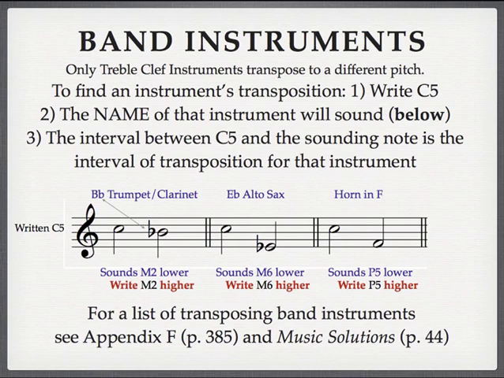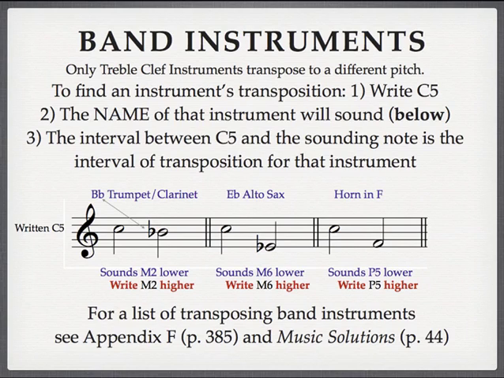Sometimes we want to transpose music from one key to another, either to make it easier to perform or because we're writing for an instrument that is transposing, that is, that it does not play in concert pitch. These are only treble clef instruments, and to find out how they transpose, you write treble clef C, third space C, that's C5, that's the written note, and the note that you will hear is the name of the instrument. Like a B flat trumpet, you will hear a B flat. For an E flat saxophone, you will hear an E flat. The instruments will always sound lower than the written third space C.